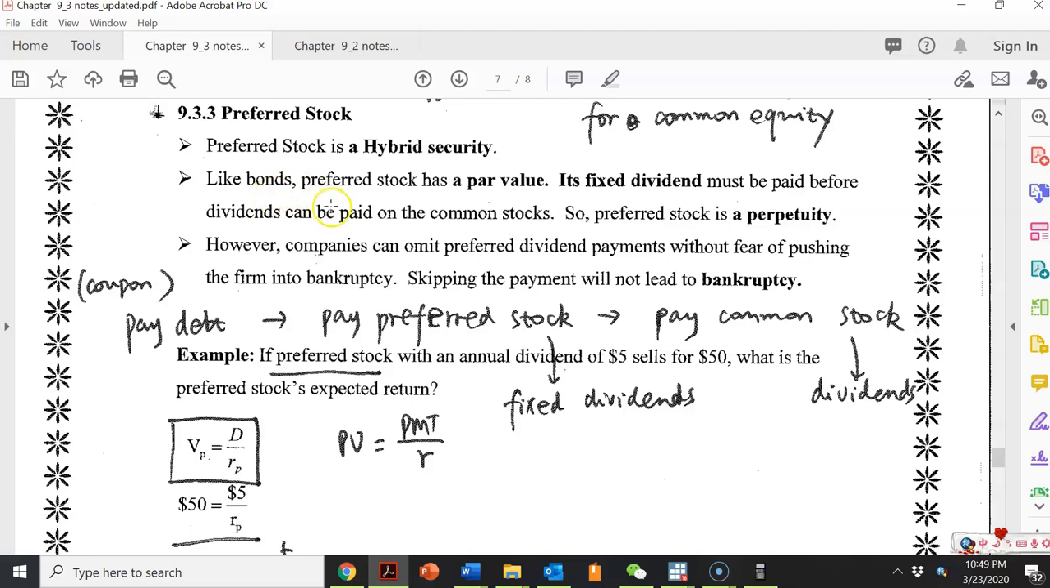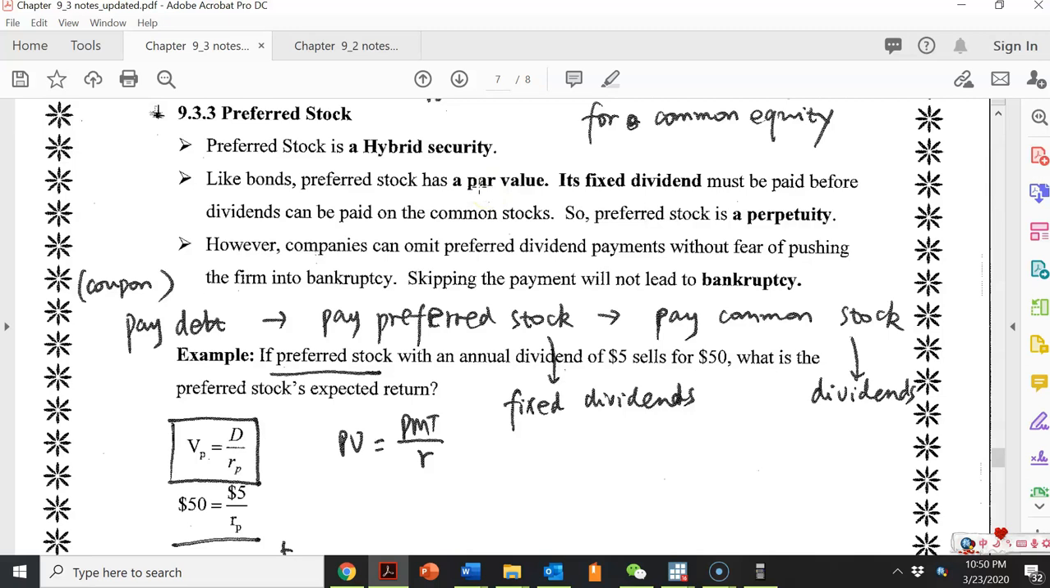Similar to bonds, preferred stock has a par value. Its fixed dividend must be paid before dividends can be paid on the common stocks. So preferred stock is a perpetuity. However, companies can omit preferred stock payments without fear of pushing the firm into bankruptcy. Skipping the payment will not lead to bankruptcy. So it has the bond feature that we get paid a fixed dividend, at a fixed level.